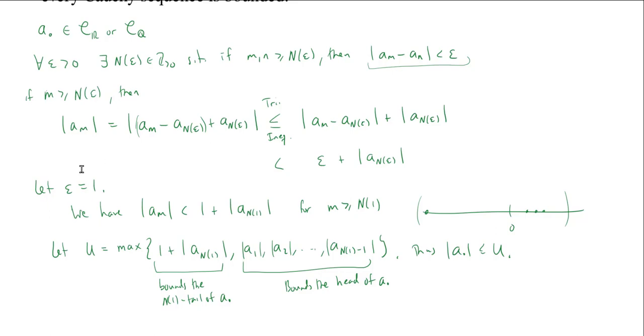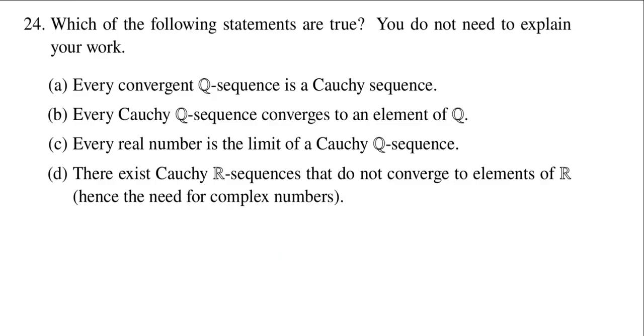Okay, let's move on to problem 24. In problem 24, we're given a bunch of statements, and we want to know which of them is true. So let's see here. The first one: every convergent Q sequence is a Cauchy sequence. Yeah, in fact, problem 23 talked about how we know that every Cauchy sequence converges. The converse is also true: every convergent sequence is a Cauchy sequence. So this is a true statement.